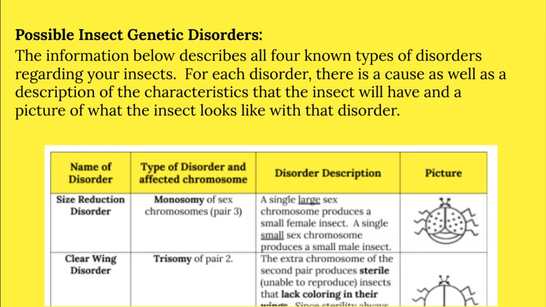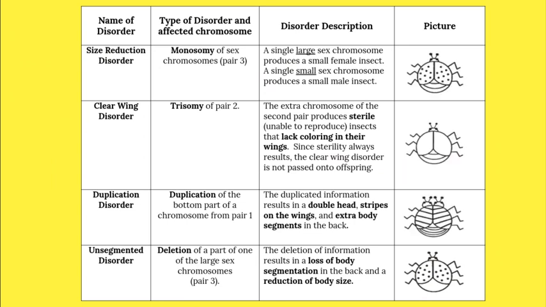In the table that you have in your document, you will see that there are 4 different disorders. Size reduction disorder, so they're just a smaller bug. Clear wing disorder, duplication disorder, unsegmented disorder, and then the next column in the table is telling you which chromosome is affected. The size reduction disorder is an example of monosomy. Monosomy means that there's only 1 chromosome, so these bugs will actually be missing a chromosome.